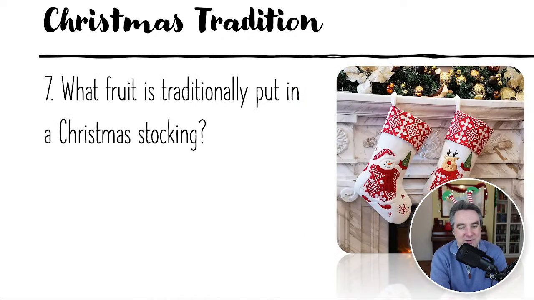And in terms of number 7, what fruit is traditionally put in a Christmas stocking? Coal? Yeah, I'm not entirely sure that's a type of fruit, is it? But yeah, it could be coal. There's a certain thing with coal that we have for Christmas and New Year, particularly in the UK. So yeah, anyway.